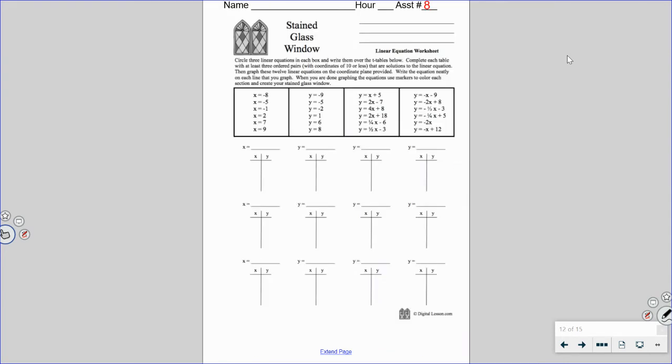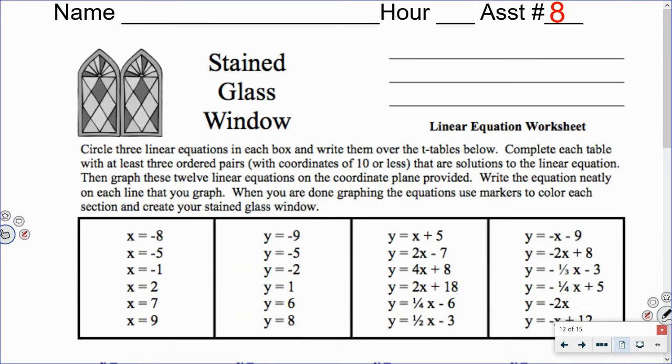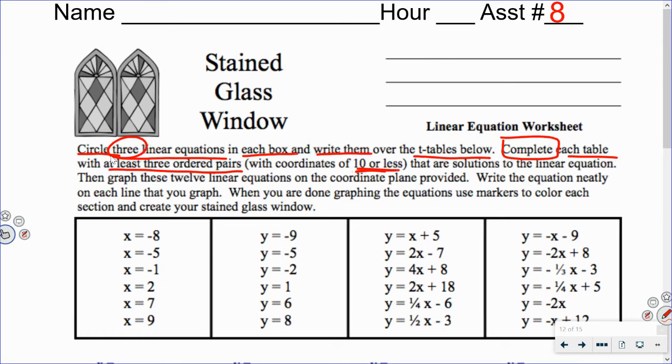Now, this is where we are heading, so I'm going to go ahead and zoom in on the directions. It says circle 3 linear equations in each box and write them over the t-tables below. Then we're going to complete each table with at least 3 ordered pairs, but you have to make sure those ordered pairs are something that's going to fit on the graph.